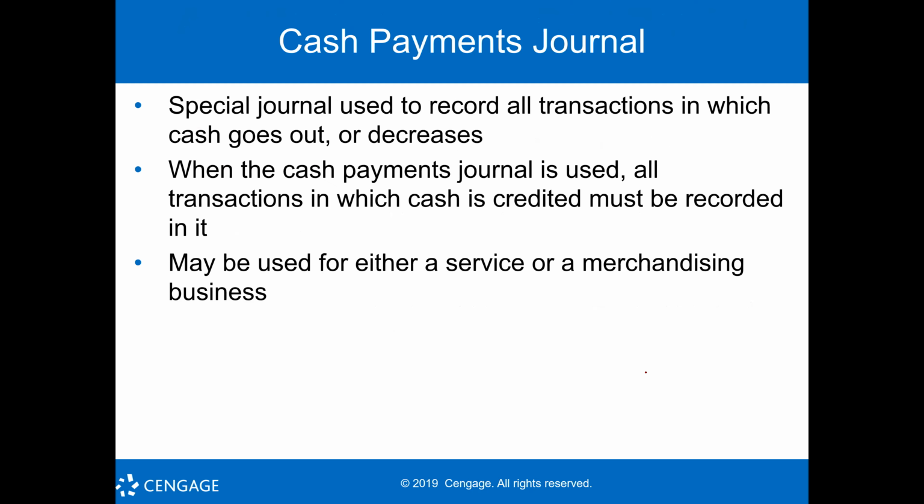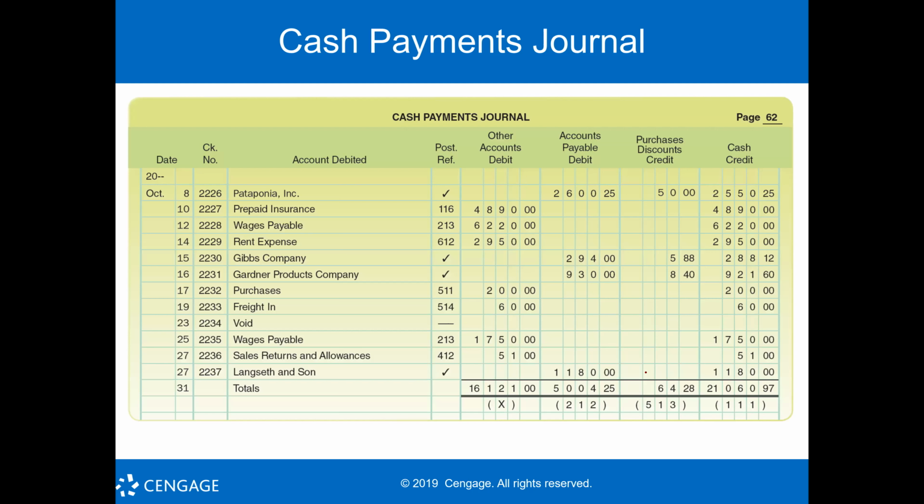All right, the cash payments journal, similar to the cash receipts journal, is a special journal used to record all transactions in which cash goes out or decreases. When the cash payments journal is used, all transactions in which cash is credited must be recorded. It may be used for either a service or merchandising business. So same thing as the cash receipts journal, right?